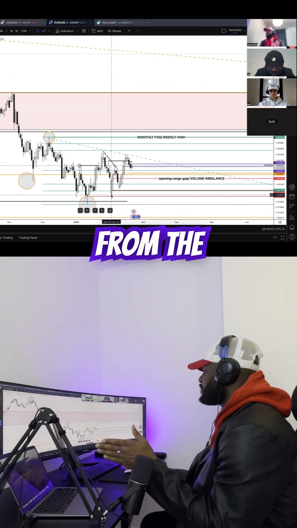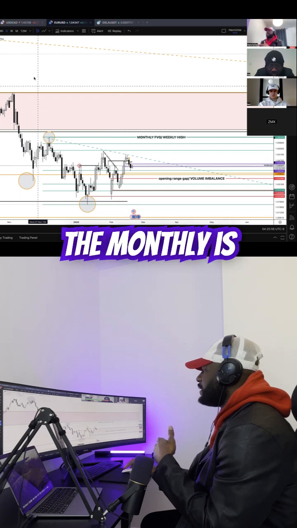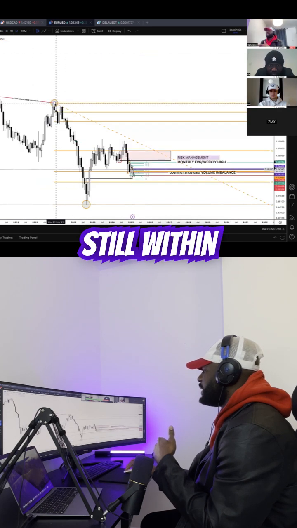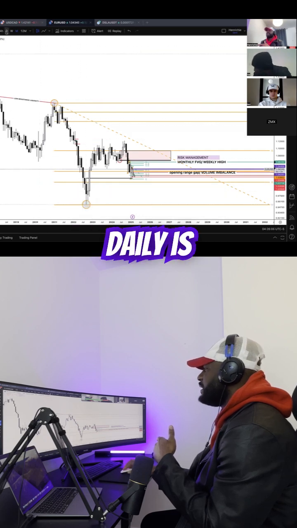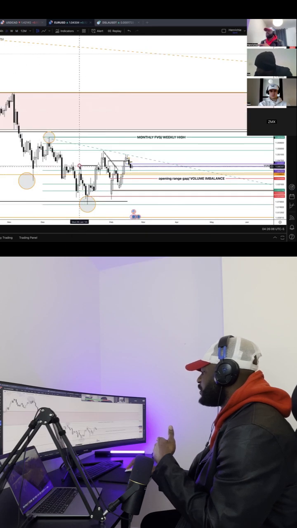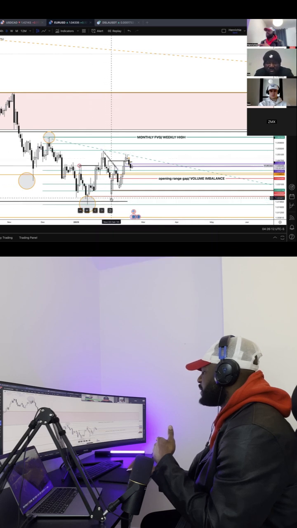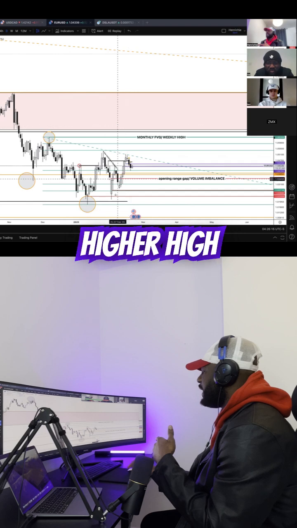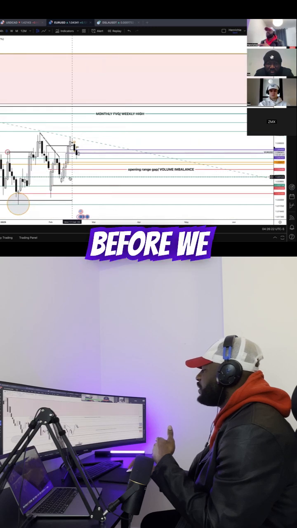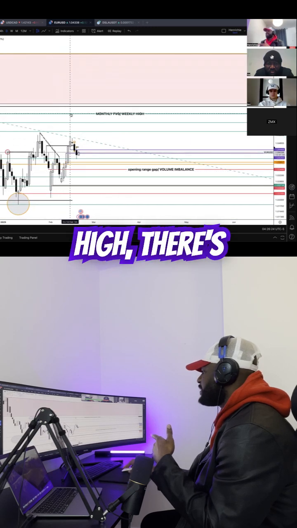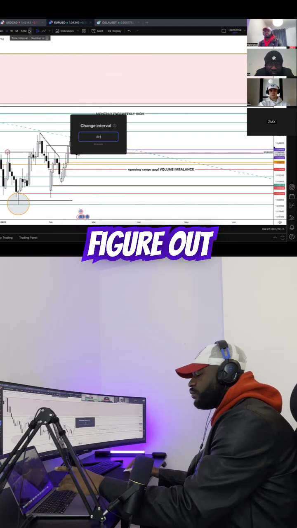Now, from the smaller time frame, we've switched to bullish, but you can remember the monthly is still within the bearish high and this low right here. But the daily is already showing us a shift in market structure: lower high, lower low, a higher high, potential higher low. So we need to create a new higher high for here to now be an actual higher low. Now, before we create this new higher high, there's going to be a lot of stumbling blocks, a lot of manipulation. How do you figure out what to do?